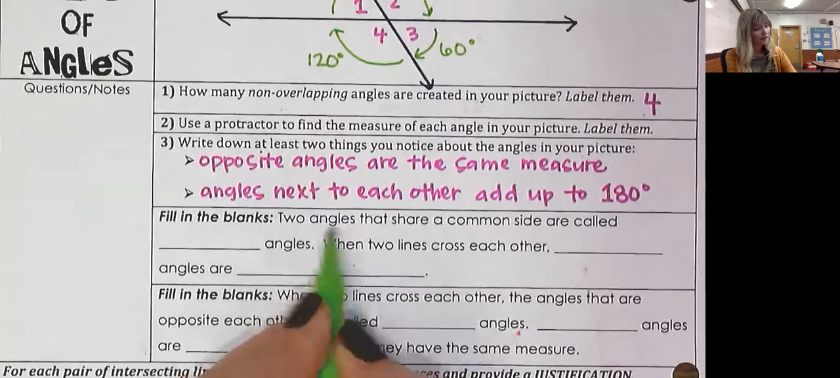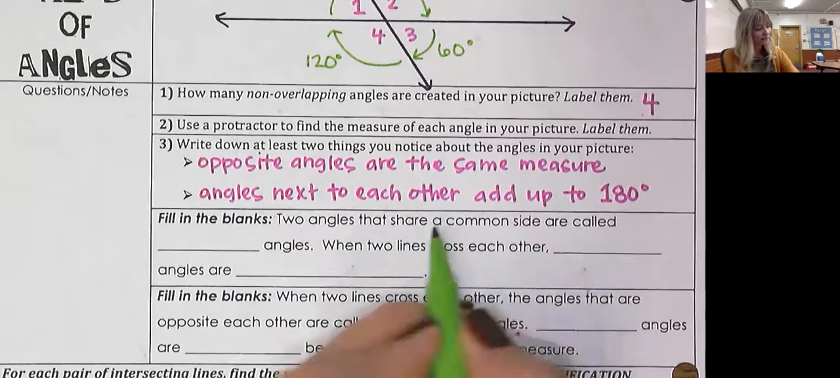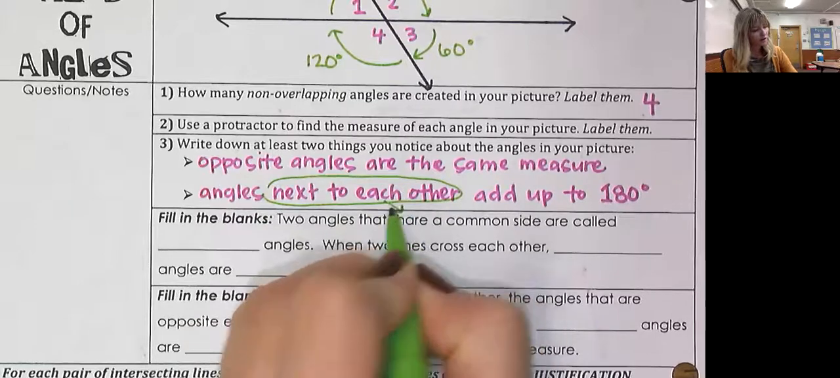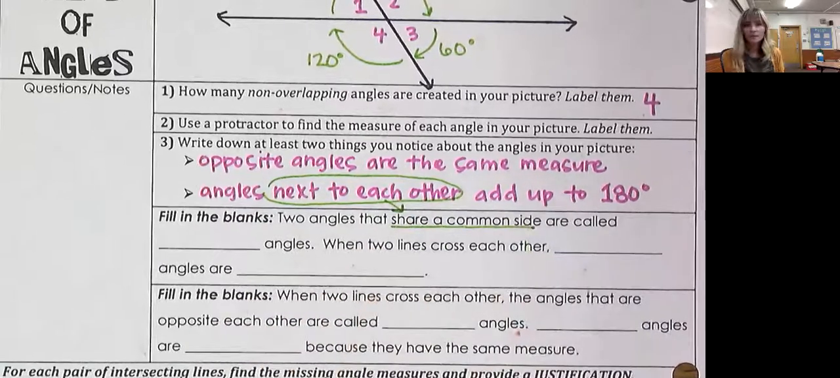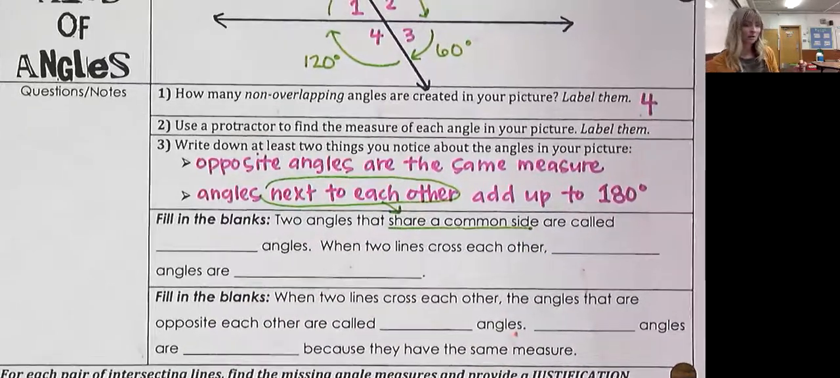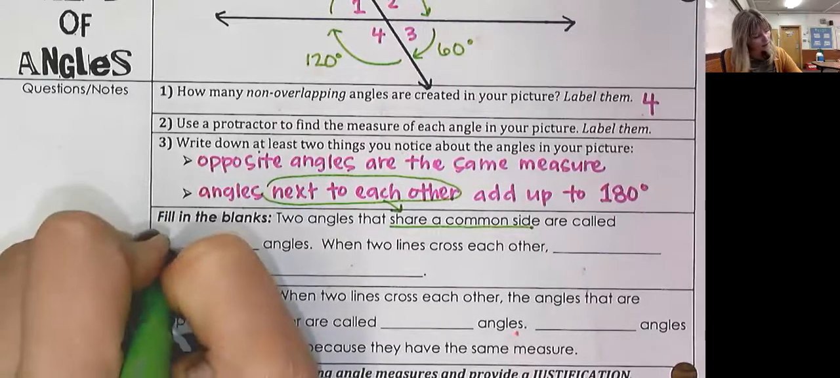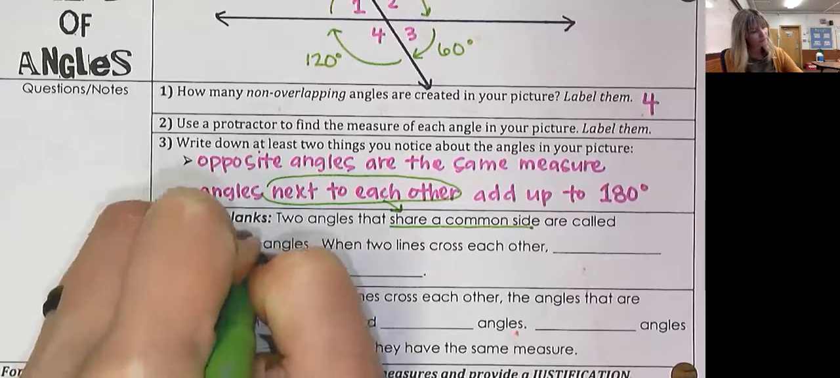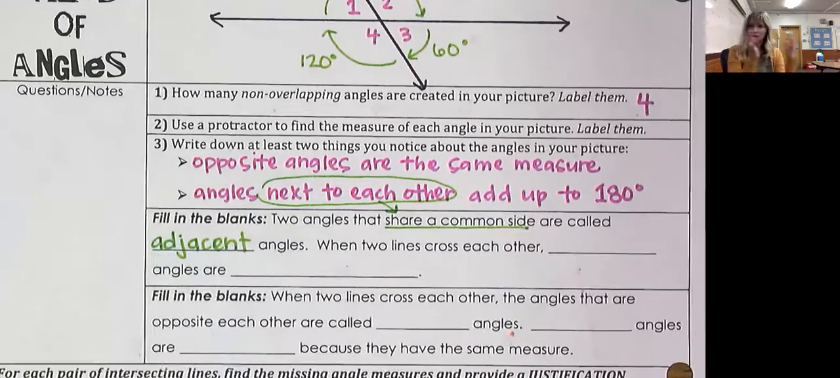Here we go. Two angles that share a common side, which also means next to each other, are called adjacent. It's kind of a funny word because it's ADJ. We're not used to all that being together, but it's adjacent angles. The word adjacent simply means next to. Like if I was sitting by someone, that person is adjacent to me.